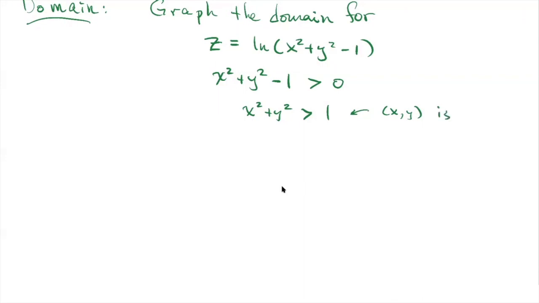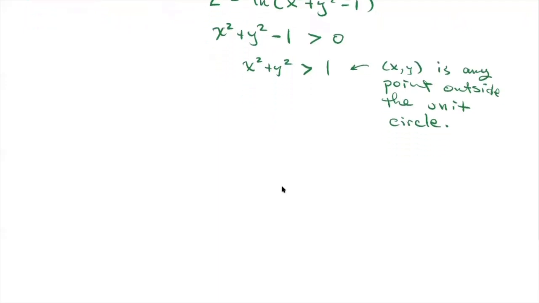So x, y is any point outside of the unit circle. Okay, any questions about that?